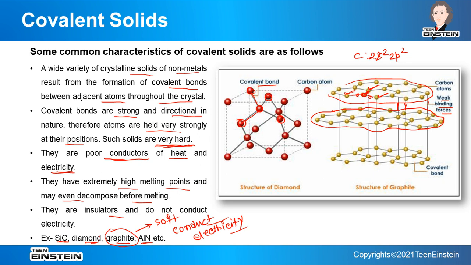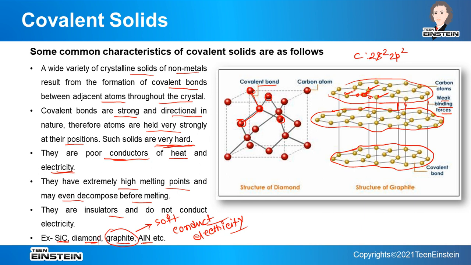That is why they are very soft, and the electrons are free to move in between these layers. The 4th electron is not rigid, it is free to move. So that is why they can conduct electricity. But except these 2, other points are fine. So only these 2 points for graphite are the exception. But if we consider other points, it is fine. So these are some examples of covalent solids: silicon carbide, diamond, graphite, aluminum nitride, etc.